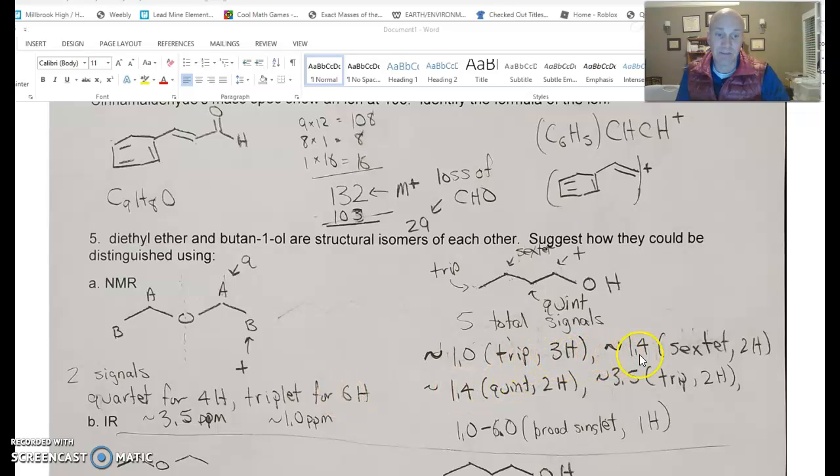If you just mention the types of splittings that you would see for these, that would also be acceptable. But one of the biggest things that would stand out to you the most would just be the number of signals. This is a symmetrical molecule, so you'd only see 2 signals for the 2 different chemical environments, whereas we've got 1, 2, 3, 4, 5 different chemical environments, which would give 5 total signals.